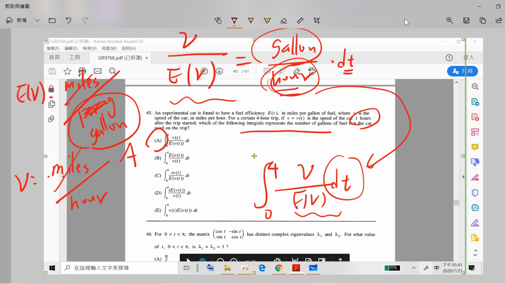So there's nothing special here, right? All we need is just the simple unit analysis. And once you understand the question, you understand the logic, and the rest is just simple. It's trivial. So the answer is A.